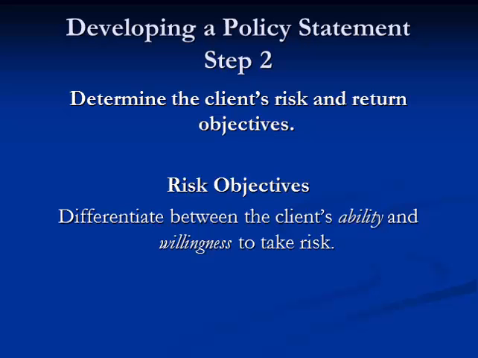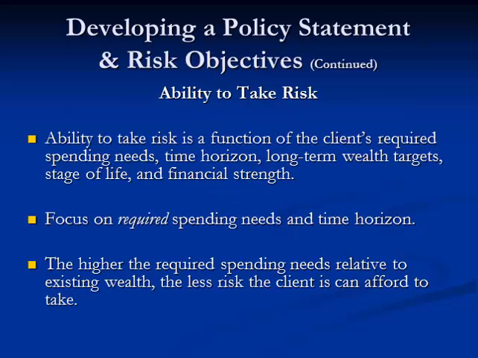Okay, step 2. Determine the client's risk and return objectives. And you need to differentiate between the ability and willingness to take risk. The ability to take risk is a function of the client's required spending needs, time horizon, long-term wealth targets, stage of life, and financial strength. Okay, what is this all about here? Required spending needs. That's how much money an individual needs, for example, to live off of when they retire.